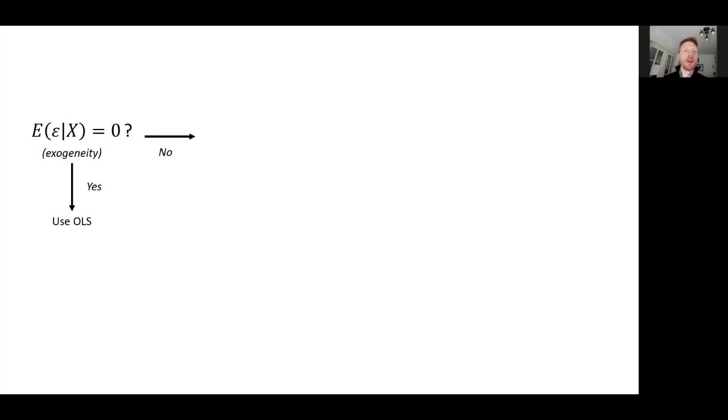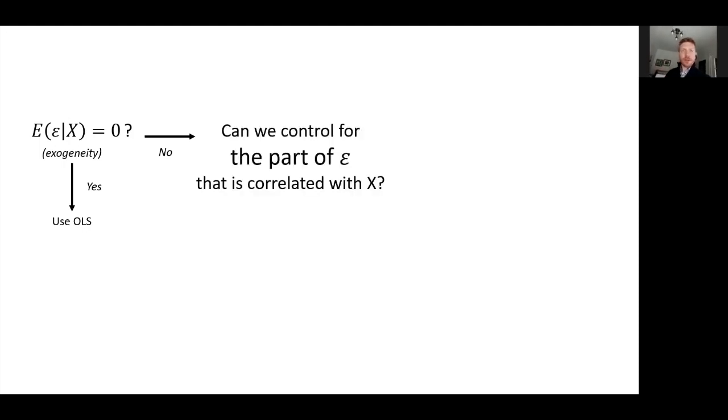If not, then we need to start to think about why that isn't the case. The first thing that we introduced in the class was the idea of omitted variable bias. This was the idea that one of those uncontrolled-for things in our error term was related to x. So our first question is: is it possible to just take them out of the error term and control for them?